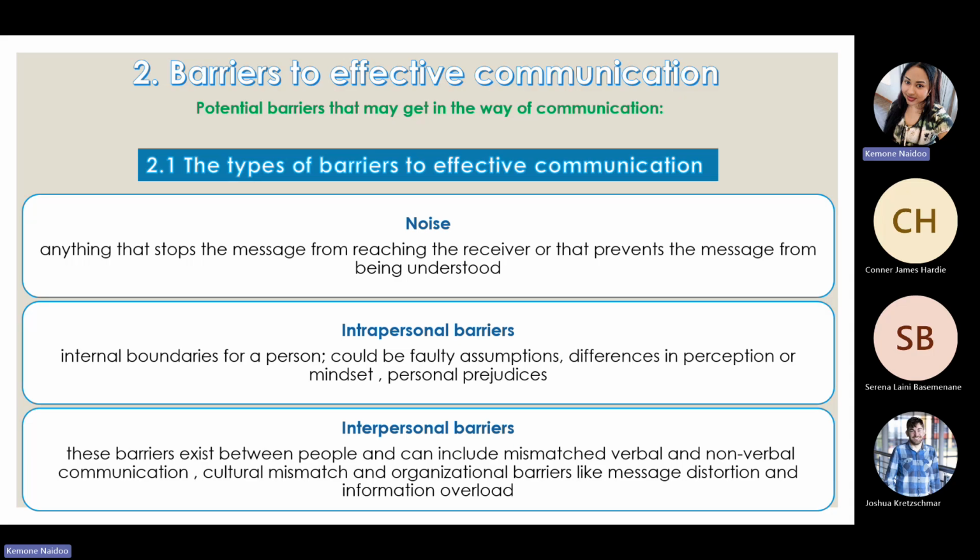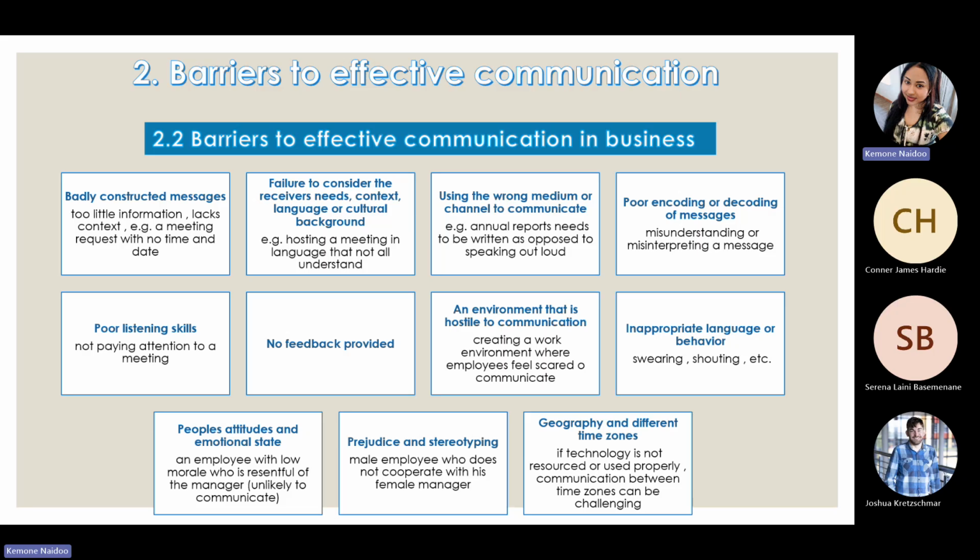And then just looking at barriers to effective communication. So remember, there are different things that can get in the way of you sending an effective message or for effective communication to take place. It can be anything. It can be noise, okay? It can be intrapersonal barriers and it can be interpersonal barriers. So any of these, now these are explained a little bit more. They're broken down even further. So these are some barriers to effective communication.